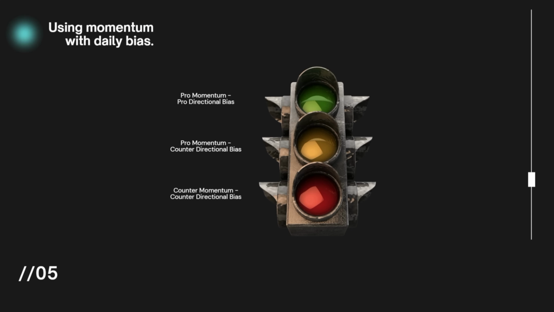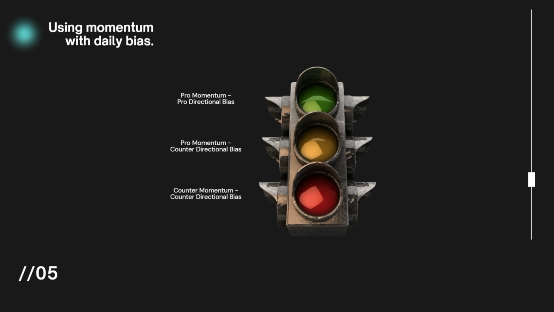So we have a traffic light system where we have low probability, medium probability, and high probability scenarios based on the 4 hour alone. That's before we even look at the 15-minute and consider or contemplate any entries. So for green, it would be very high probability. So pro momentum, let's say momentum is to the upside, the 4 hour is trending up. We want to see directional bias follow that direction.